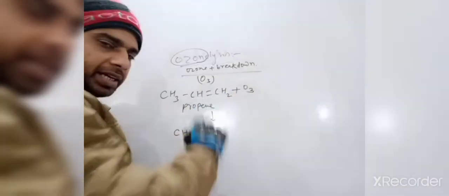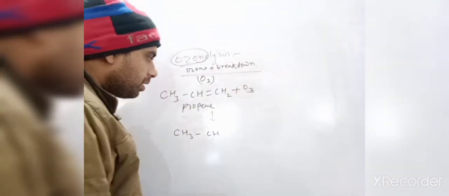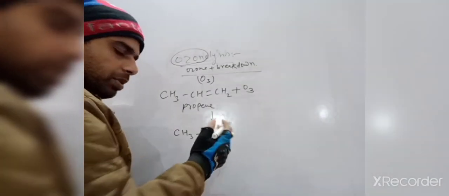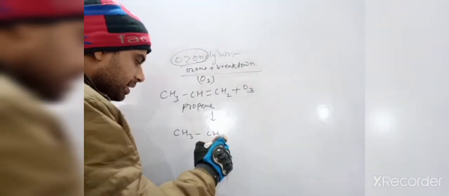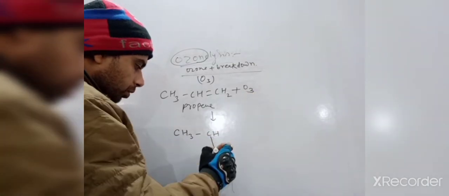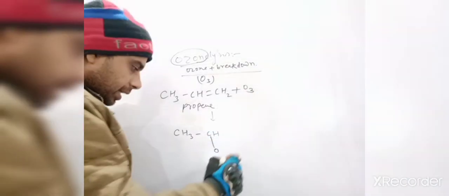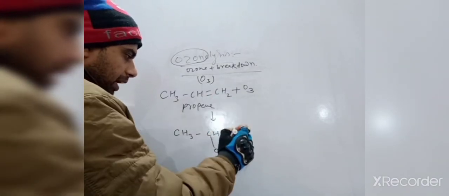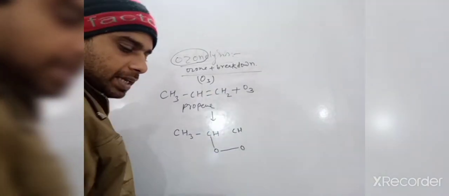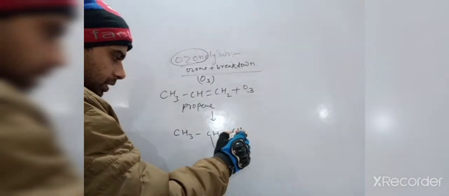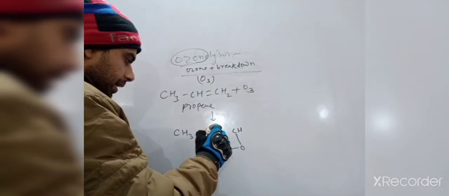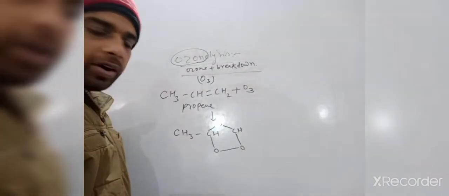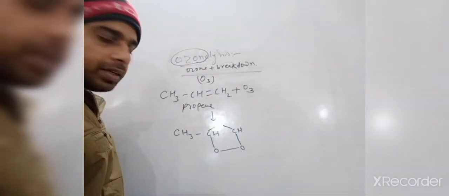Okay, now whenever some addition would be there, the double bond will react with ozone, so it will form a ring structure. You can see it will form the ozonide: the C=C double bond I will break down completely, this one will link with this one, and here one oxygen is this. This type of structure you will get around the double bond.